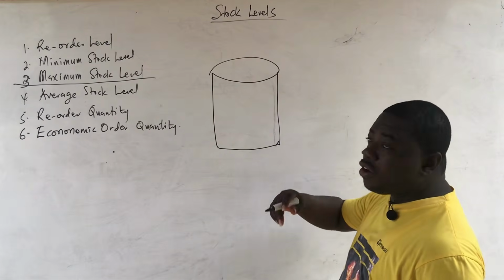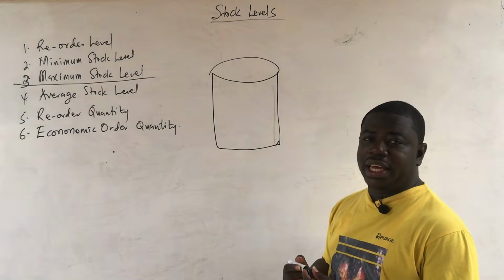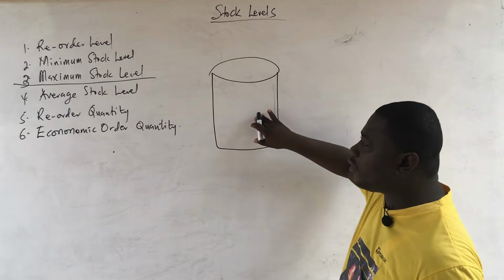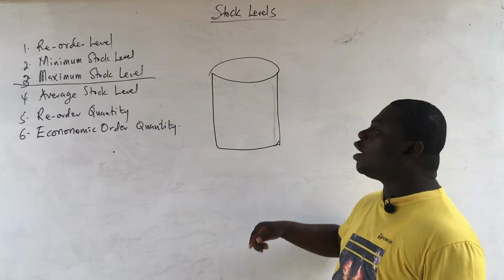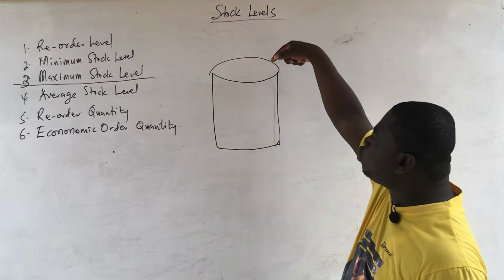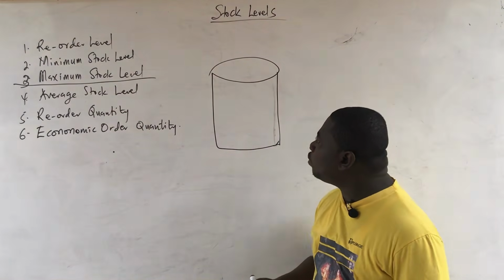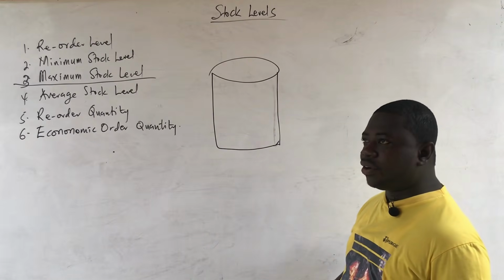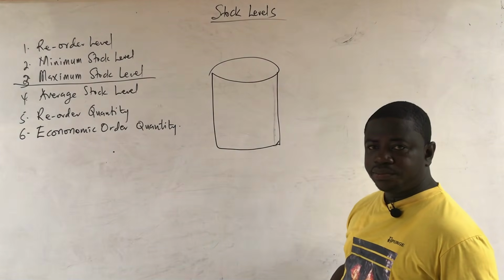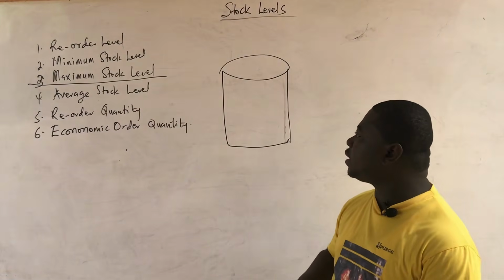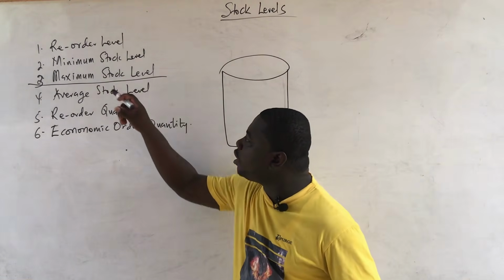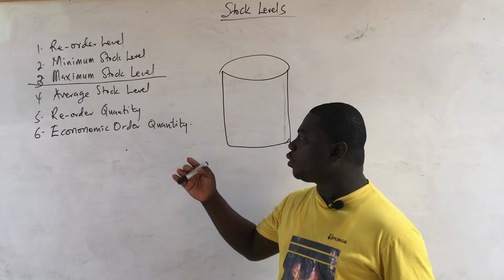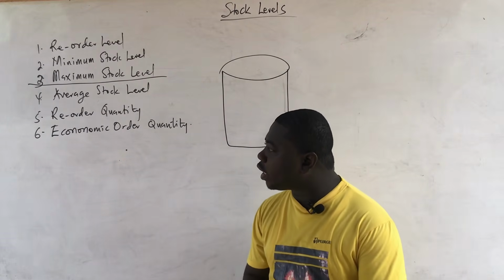Now, we were very young and we had very short hands and we were very short. And so if you want to draw water from this barrel with a cup, even if your height will permit you to dip the cup into the barrel, you realize that your hands may not reach the bottom of the barrel because you are very small. What I'm trying to explain is that we have the reorder level, the minimum stock level, the maximum stock level. There is also an average stock, a reorder quantity, and an economic order quantity.